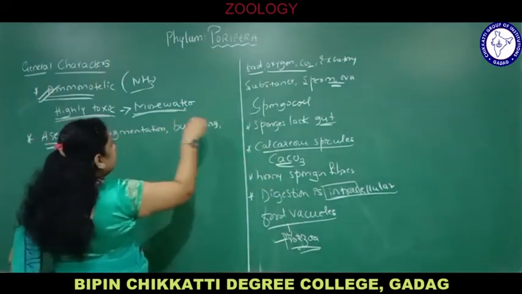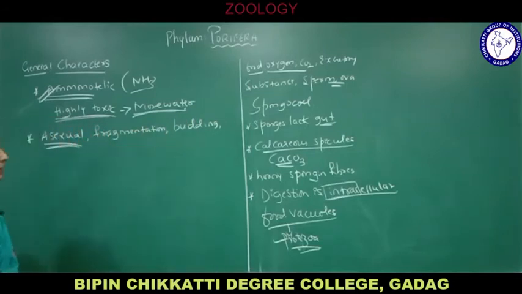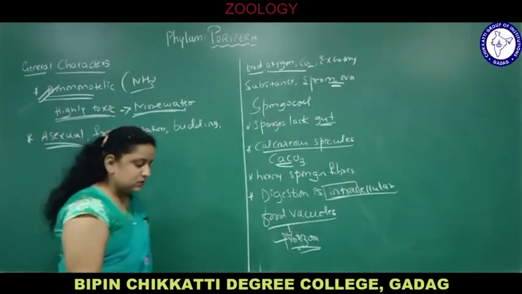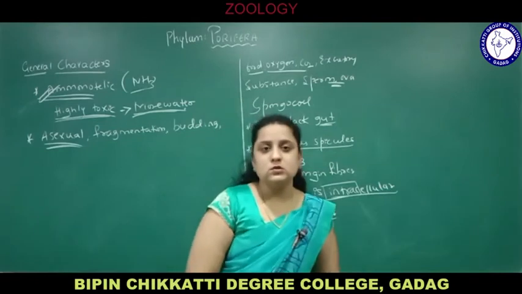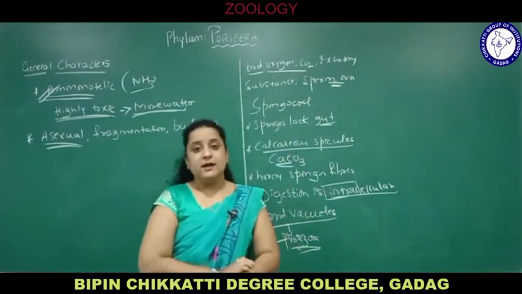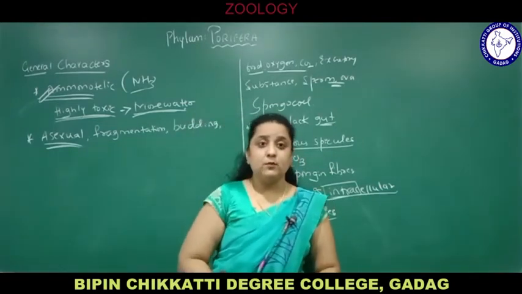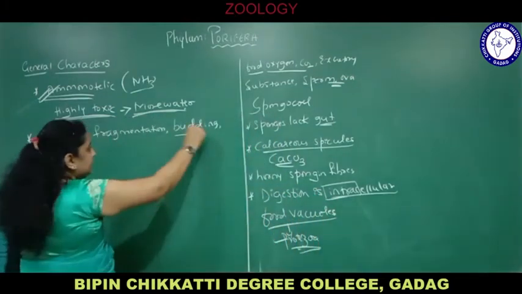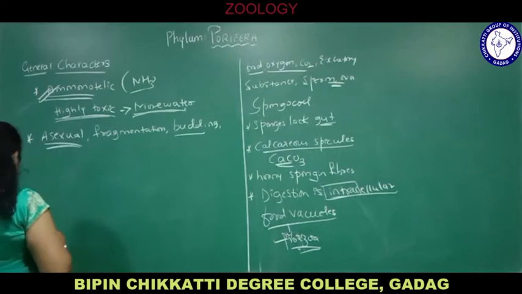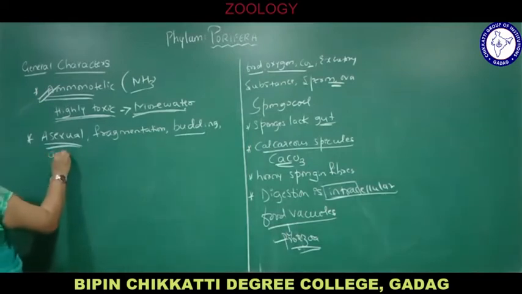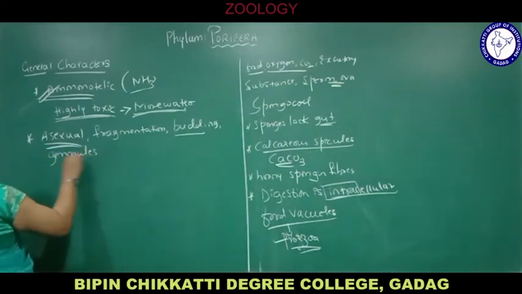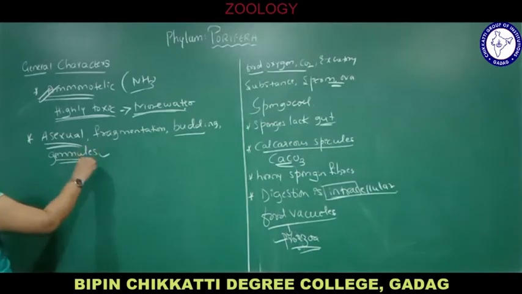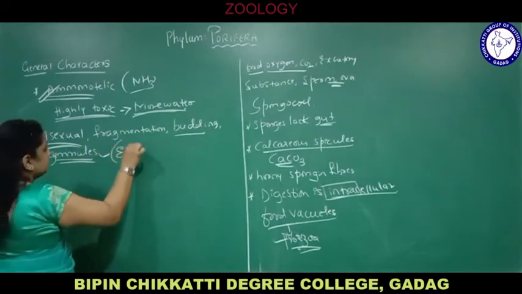Next, coming to budding, as you can see in Hydra and yeast. A small outgrowth called a bud grows on the parent body. When it matures, it detaches from the parent body and grows into a new individual. That process is called budding. Next one is gemmules. Now, gemmules are endogenous buds.